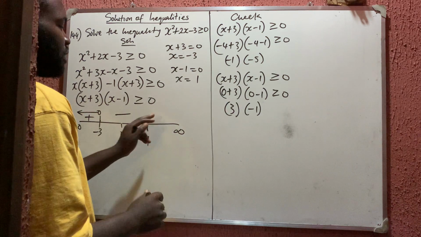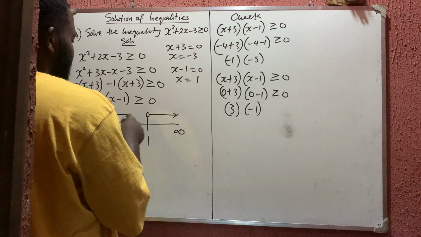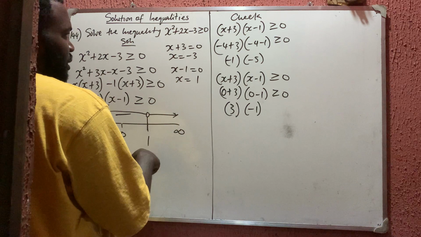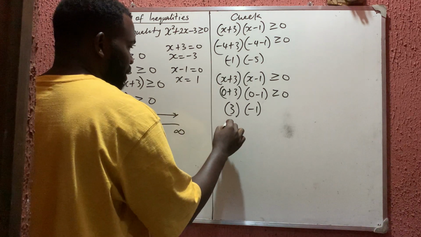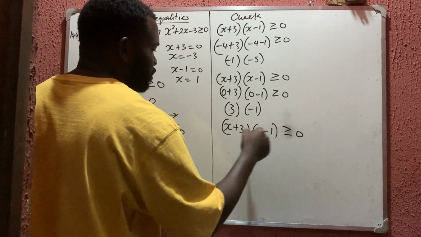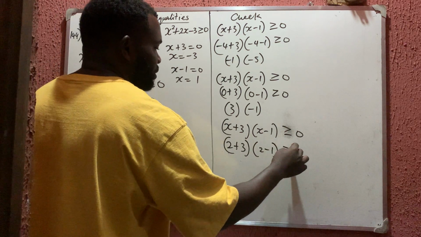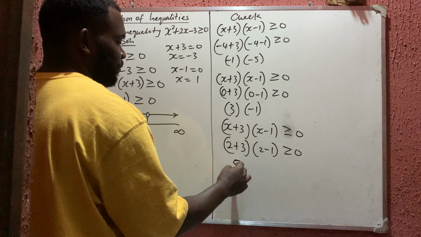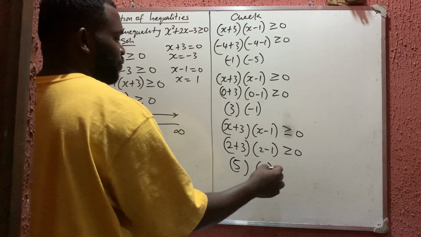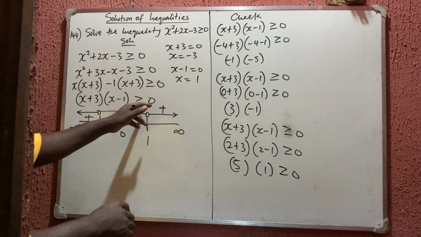So the next thing I'm checking is any number that is greater than 1. Let's pick a number. 2 is greater than 1, so let me pick 2. If I say x plus 3 into x minus 1 is greater than or equal to 0, and I pick 2, I'll say 2 plus 3 and 2 minus 1, is it greater than or equal to 0? This is 5 and this is 1. So this is positive, positive, which is giving me a positive answer. So any part that gives you positive is your result because I need a positive answer.